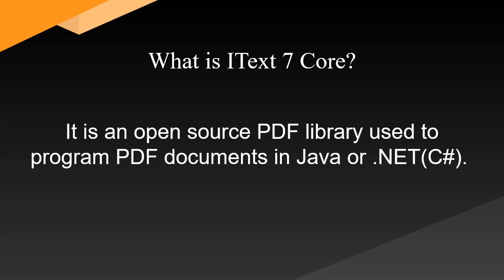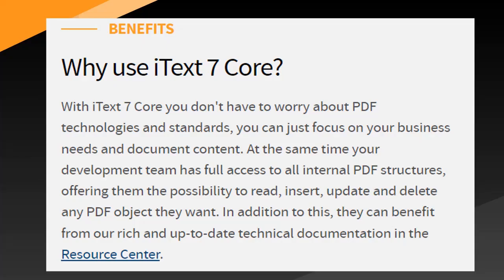IText 7 Core can be used in so many ways because it is open source and it has so many benefits which I will dive into right now. Now this is from the IText 7 website that states the benefits of IText 7 Core. Why use IText 7 Core? With IText 7 Core you don't have to worry about PDF technologies and standards. You can just focus on your business needs and document content.